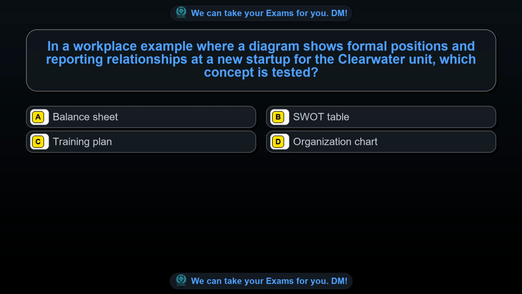Question 97. In a workplace example where a diagram shows formal positions and reporting relationships at a new startup for the Clearwater unit, which concept is tested? Option A, balance sheet. Option B, SWOT table. Option C, training plan. Option D, organization chart. The correct answer is option D, organization chart.